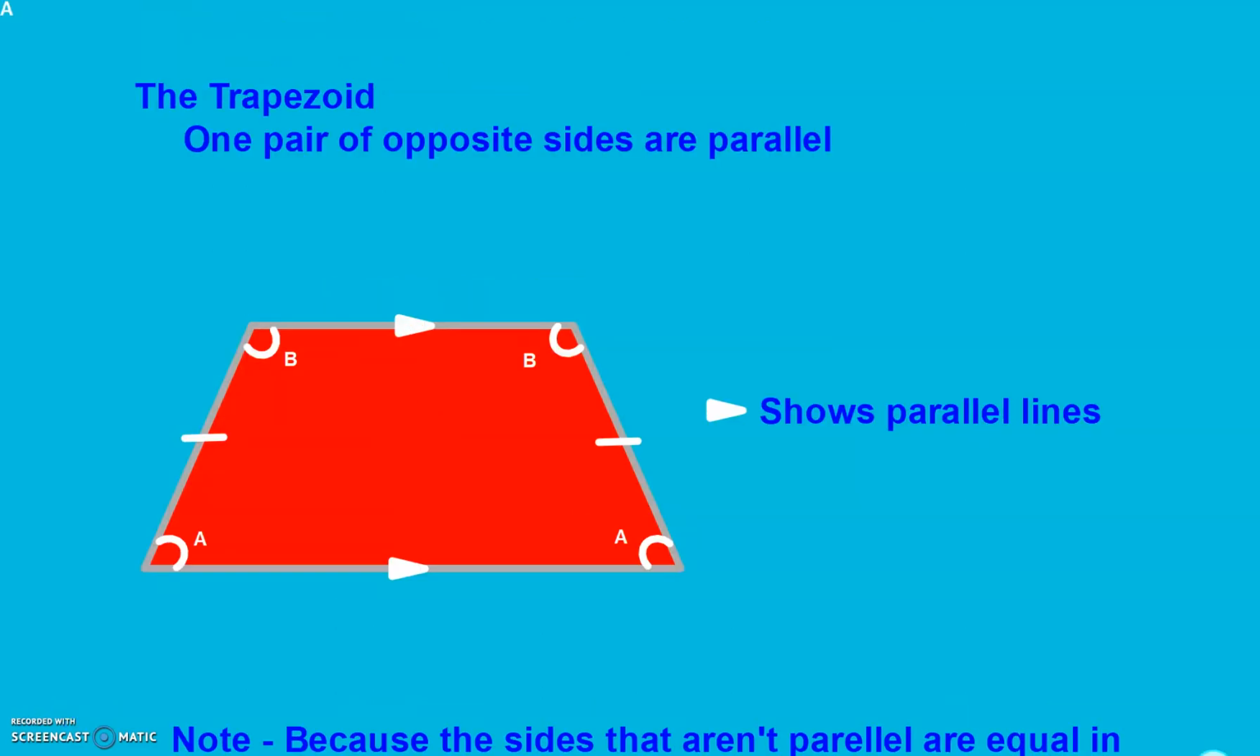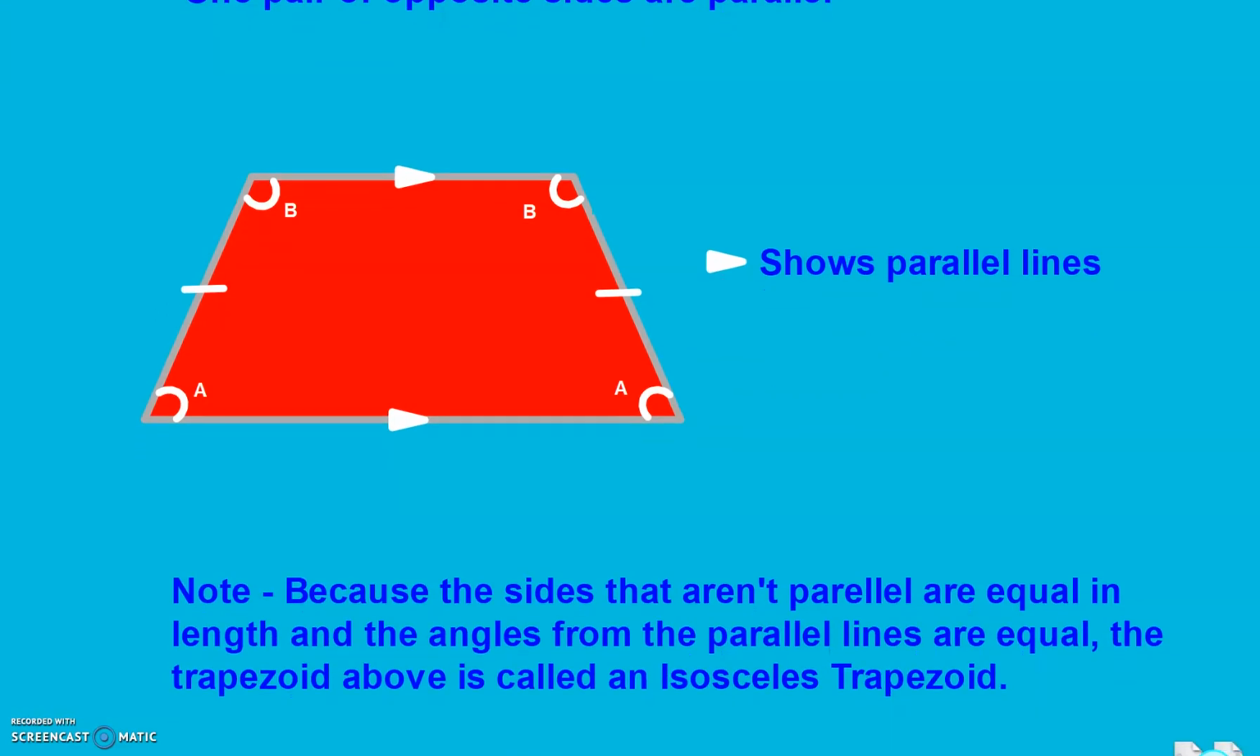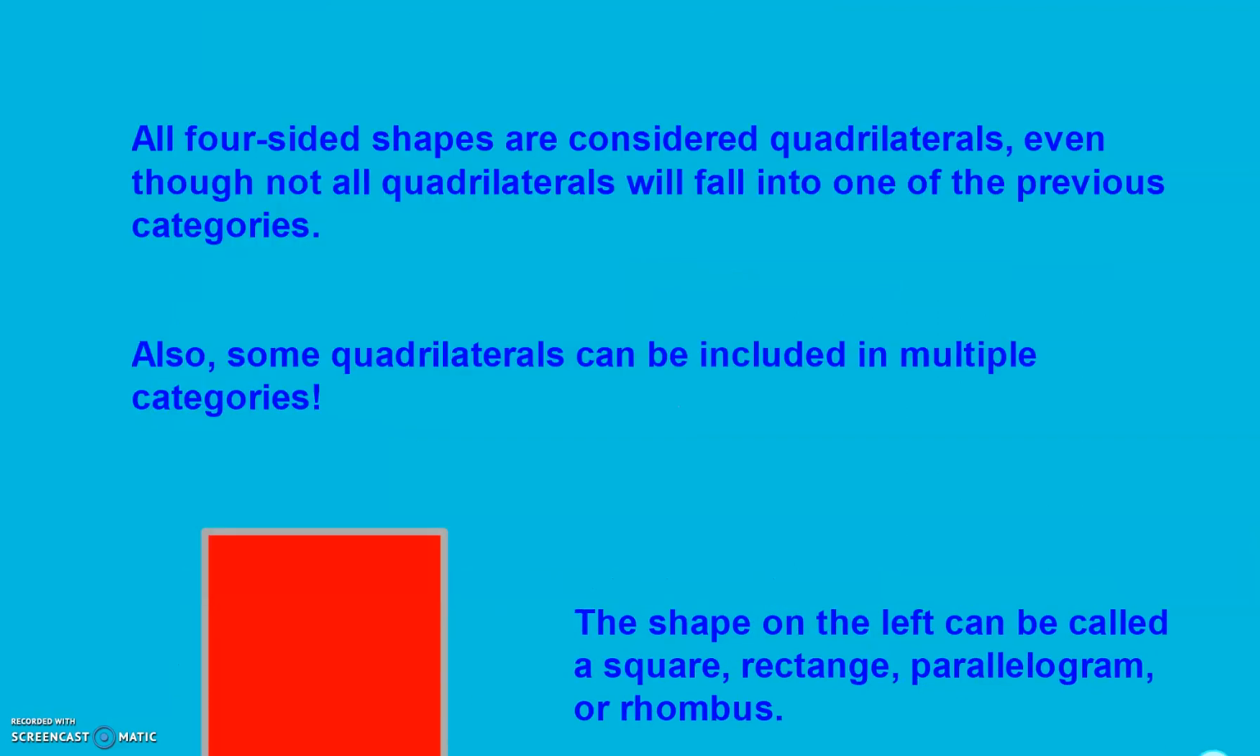And trapezoids. Trapezoid's kind of its own little thing here. One pair of opposite sides are parallel. So here it's the top and the bottom. Because the sides that aren't parallel are equal in length and the angles from the parallel lines are equal, this one is called an isosceles trapezoid. They don't always have to be that way. This one just happened to be. Okay, so in a trapezoid, only one set of parallel lines need to happen. It doesn't matter what happens with everything else.